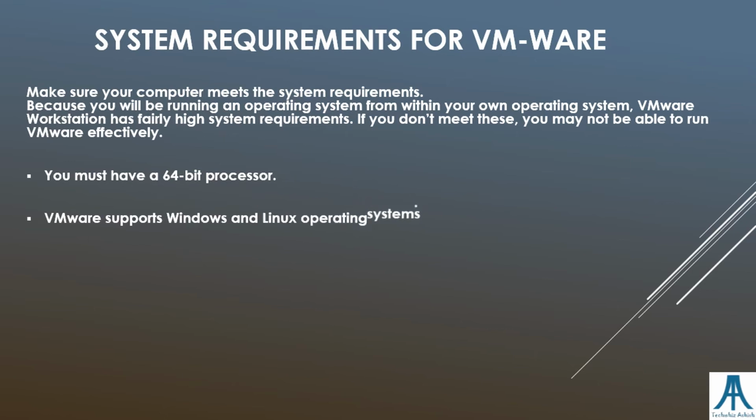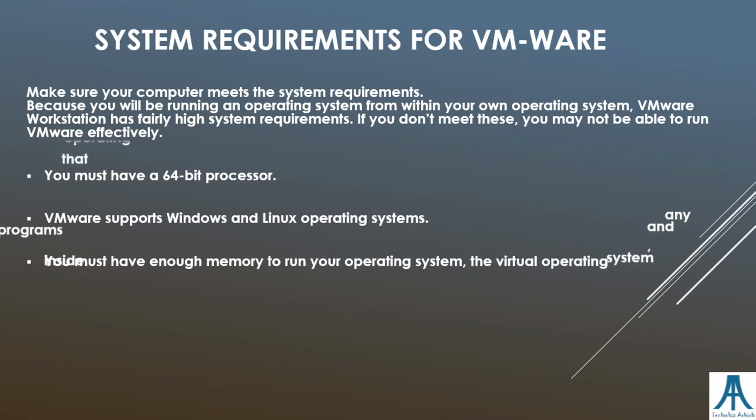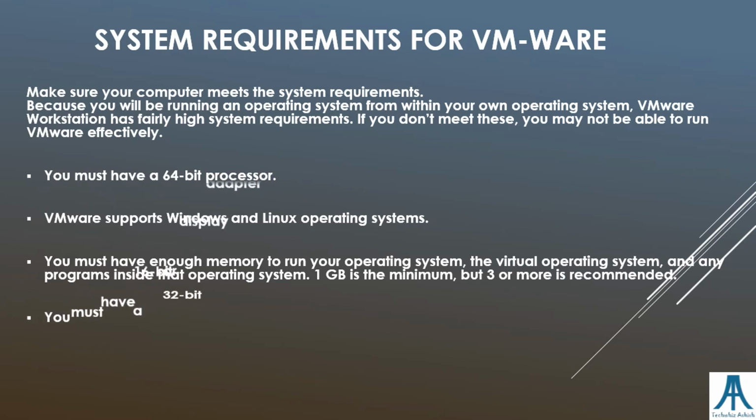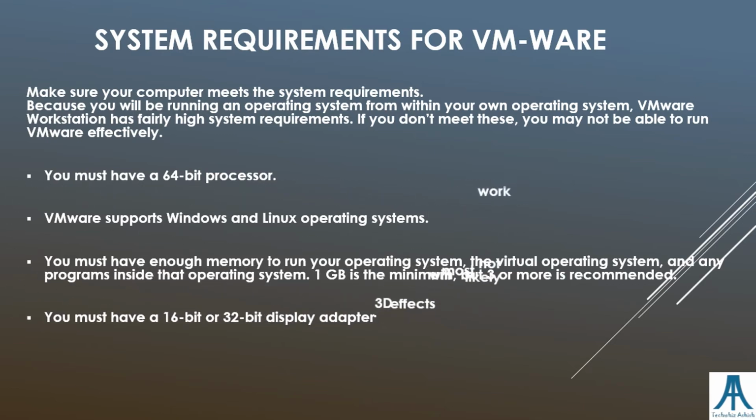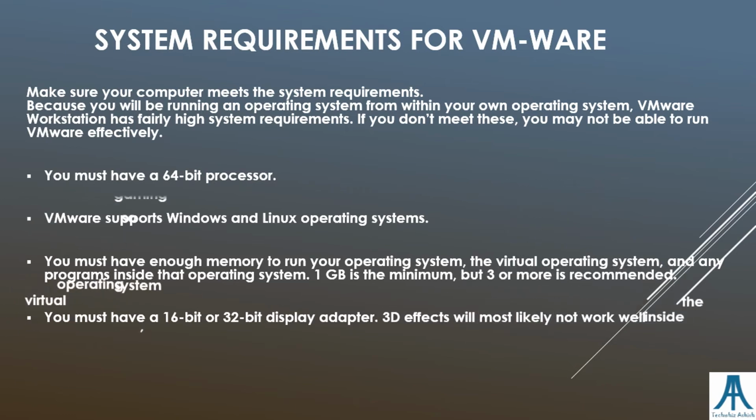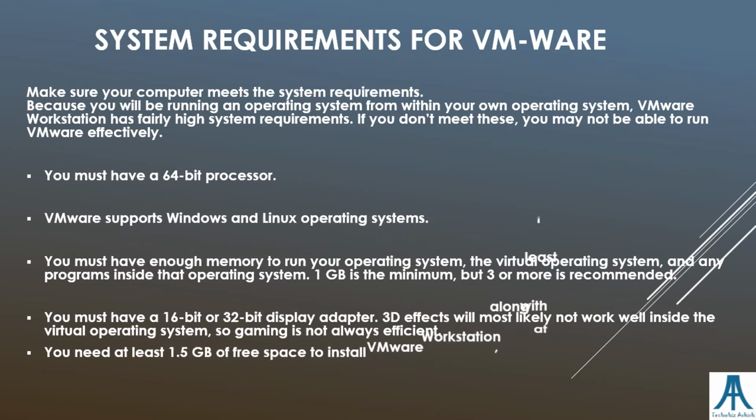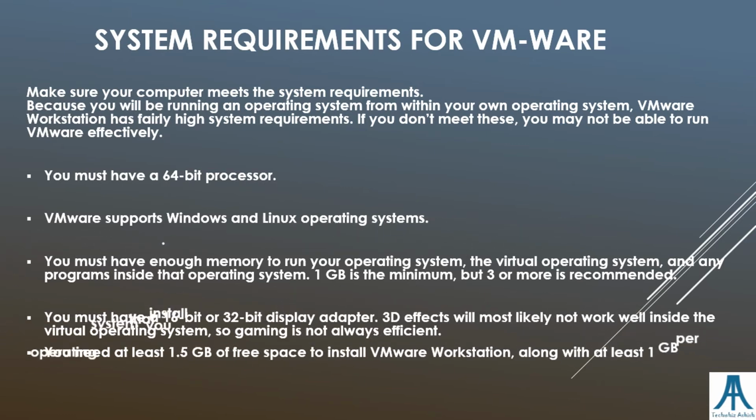You must have enough memory to run your operating system, the virtual operating system, and any programs inside that operating system. 1 GB is the minimum, but 3 or more is recommended. You must have a 16-bit or 32-bit display adapter. 3D effects will most likely not work well inside the virtual operating system, so gaming is not always efficient. You need at least 1.5 GB of free space to install VMware Workstation, along with at least 1 GB per operating system that you install.